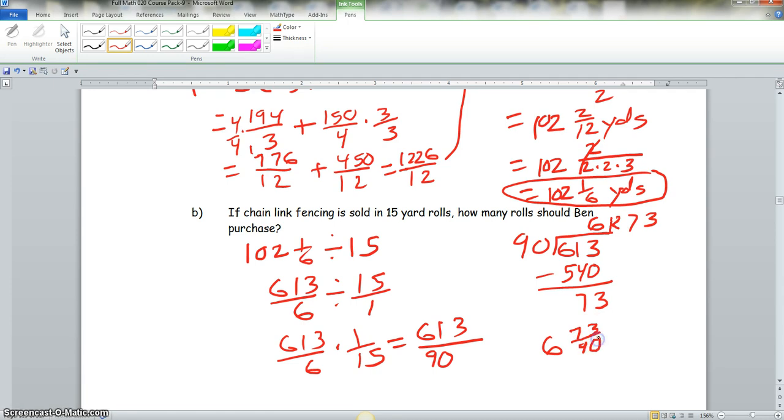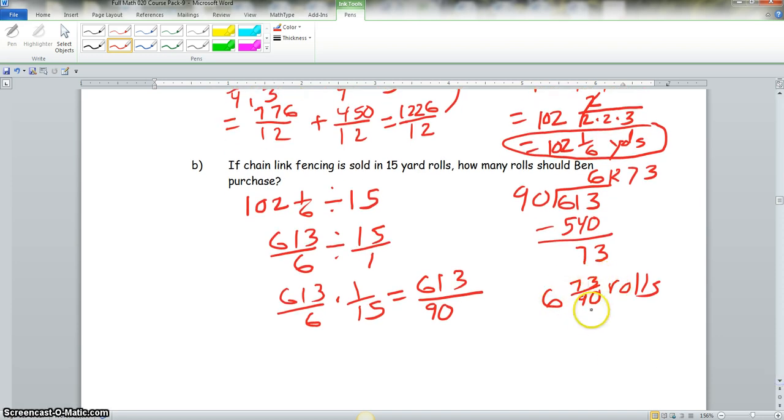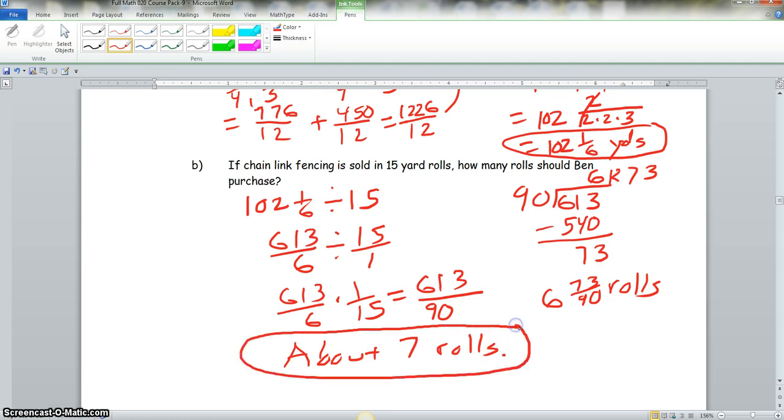73 over 90 rows. But listen, using a real life example here, we know if you went to the store, they would not give you 73 90ths of a row. So we should write down about 7 rows, because that's more practical. So it's about 7 rows.